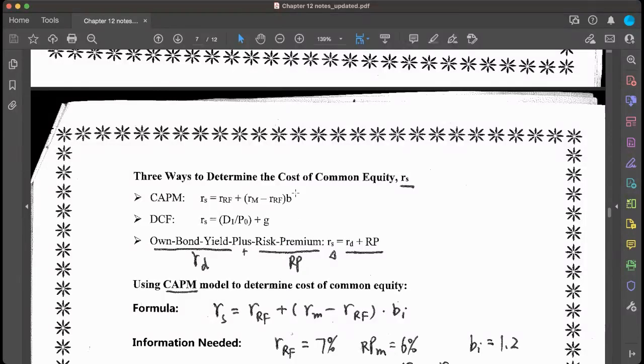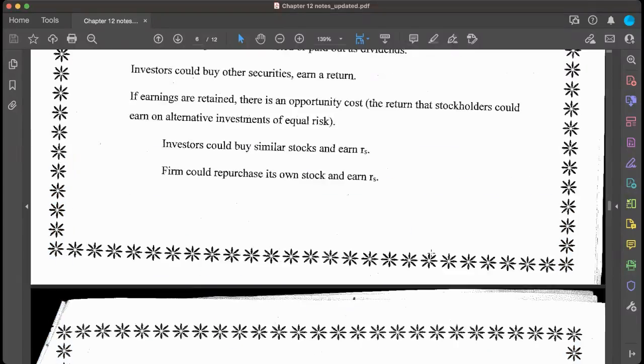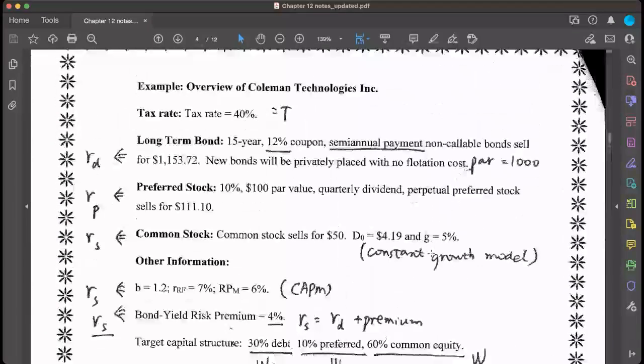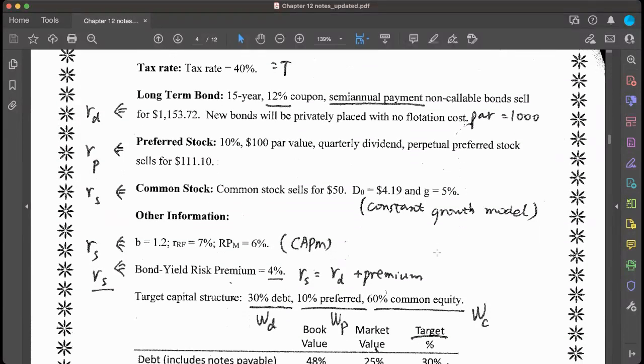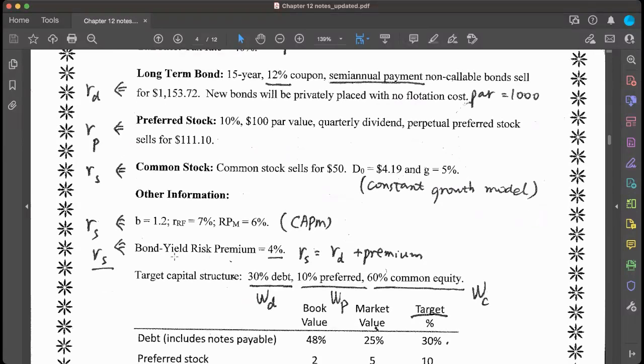So you have all these three formulas here, and you can use the information provided by the example: common equity sells for $50, D0 is 4.19, and g is 5%. You can apply these to the constant growth model, RS equals D1 over P0 plus g. You can also use beta is 1.2, the risk-free rate is 7%, and the market risk premium is 6%, and apply them to the capital asset pricing model. We also know that the bond yield risk premium is 4%, the stock over bond yield risk premium. You can use this information and our third method to calculate RS.